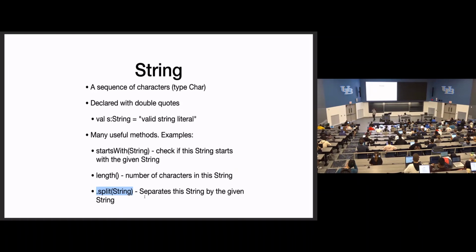Dot split is going to take a delimiter, just like dot split in JavaScript and Python. It takes a delimiter and returns an array of substrings of the original string split on that delimiter.